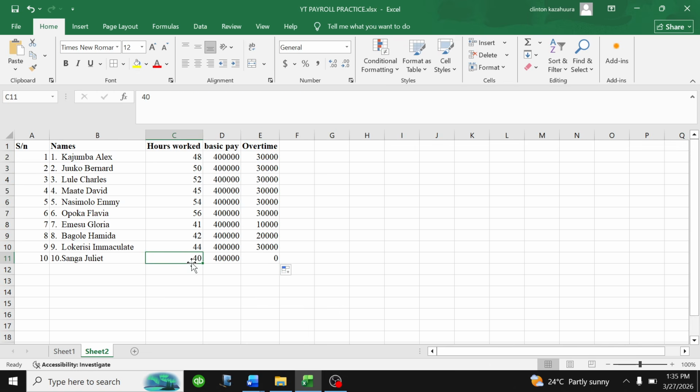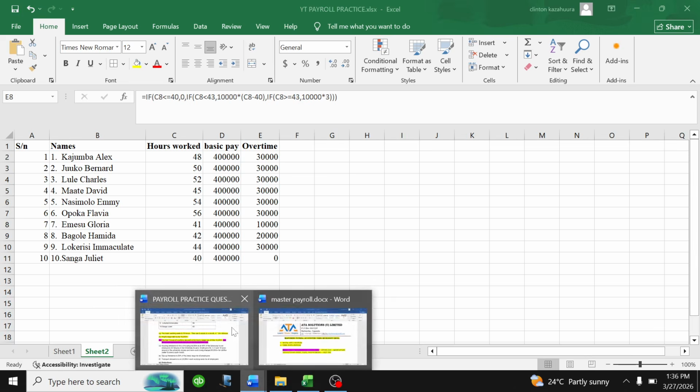So you see our formula is correct. This one, number 10, 40 hours, so that's why she's getting 0. This one of 43 is getting 30 because has hit the target. Then the one of 42 is getting 20,000, which is the 42 minus the 40, the difference. So his excess hours is only 2. That's why he's getting 20,000. Then the one of 41, his excess hour, or her excess hour overtime, is 1 hour. That's why he's getting 10,000. So we move.